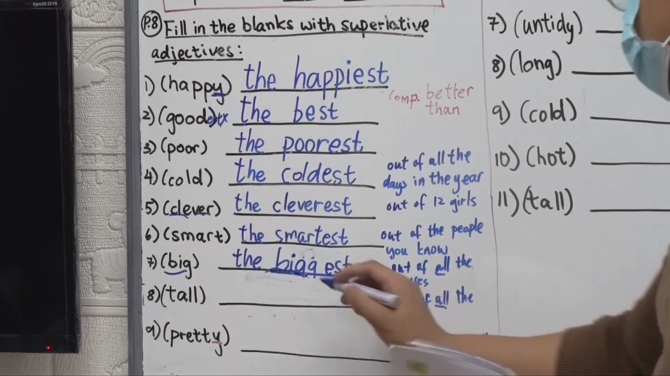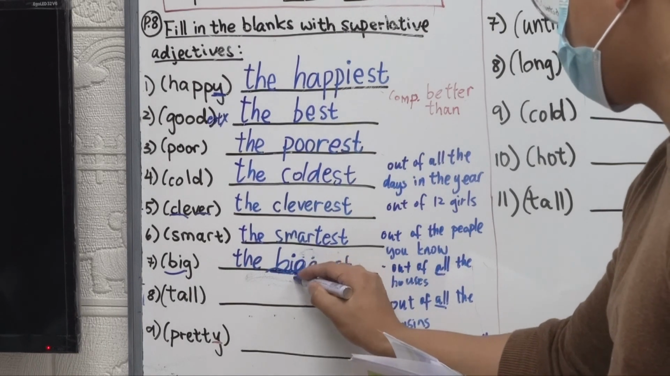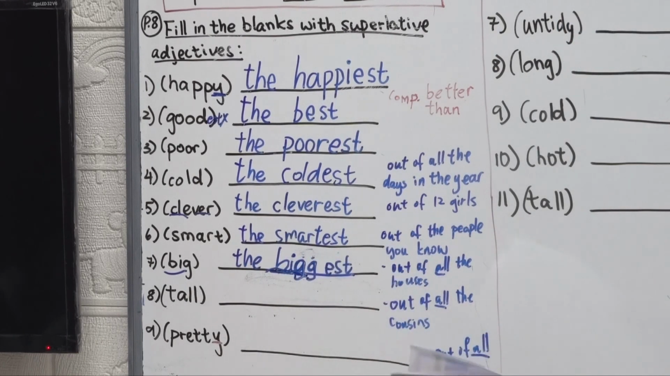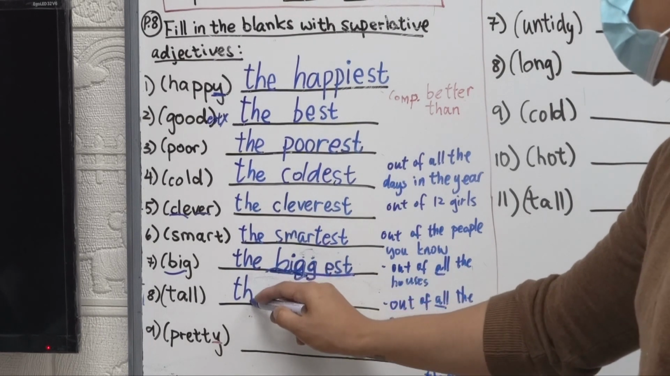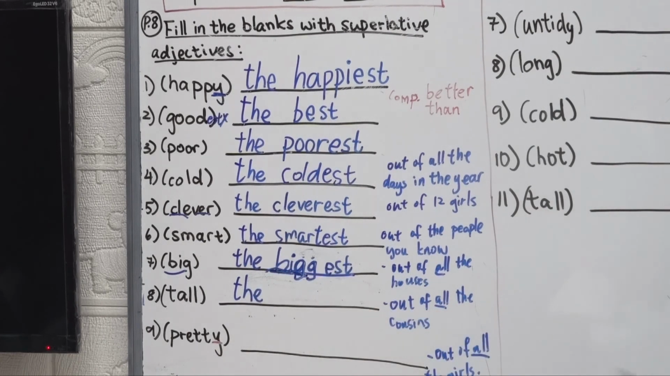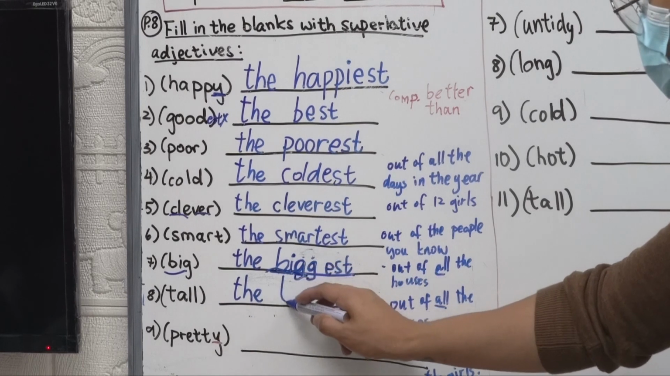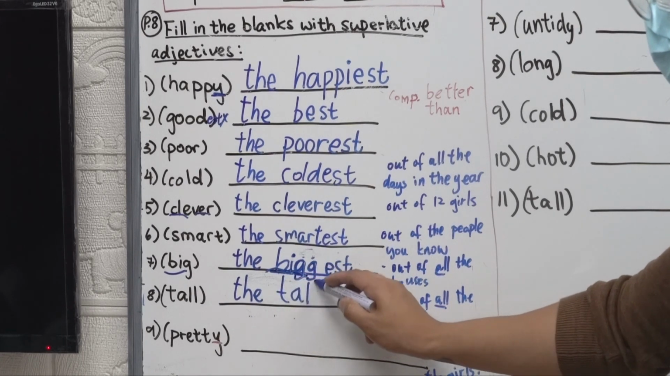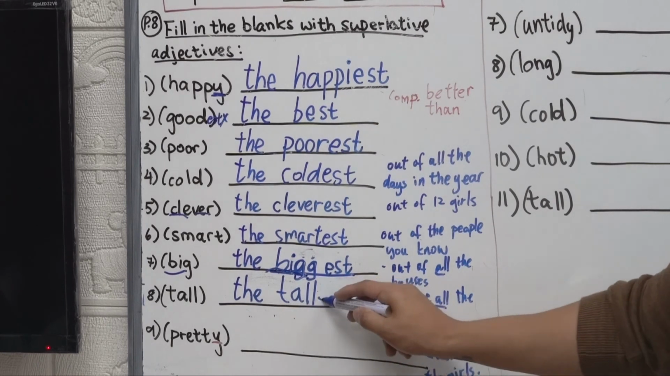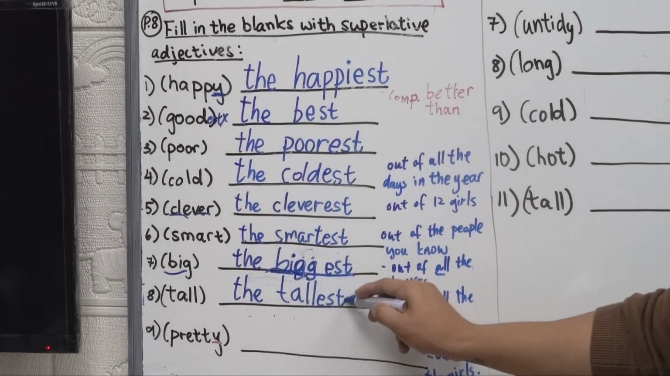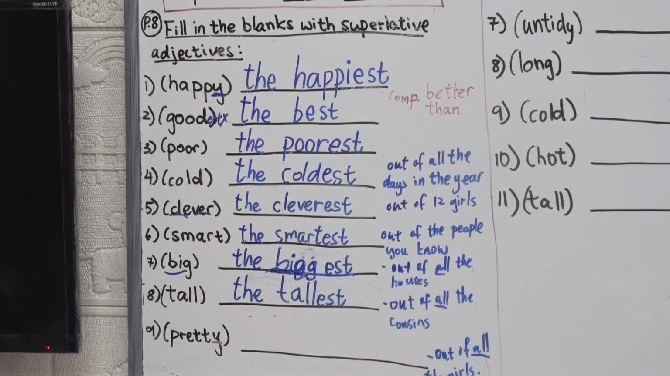All right, so for the eighth part, we have the word tall. My cousin is, again, right before the superlative, we need the word the. And then tall is just one syllable, one sound. So it's T-A-L-L, tall. So we can put the E-S-T here. The tallest.